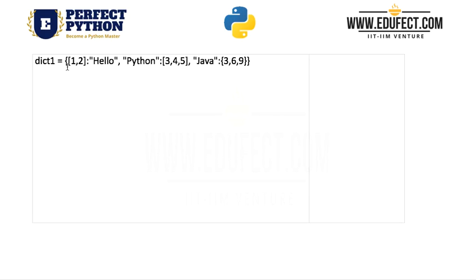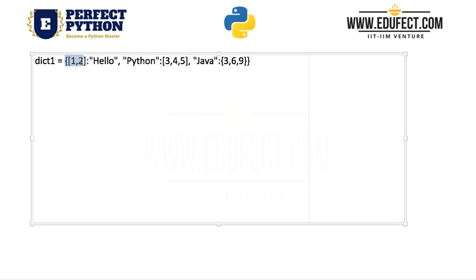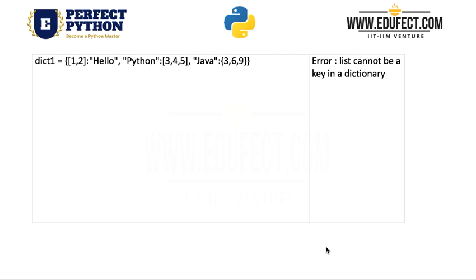So here we have a dictionary. The key here is a list. Now, can a list be a key? No. So this will give us an error, and the error is that a list cannot be a key in a dictionary. So this will give us an error.